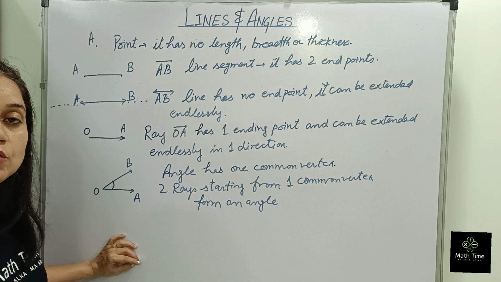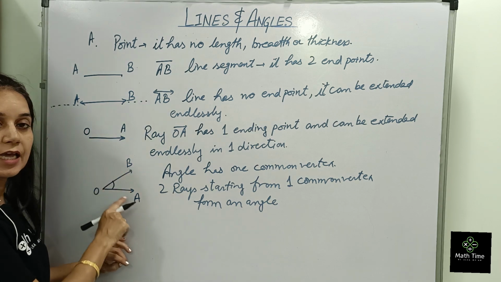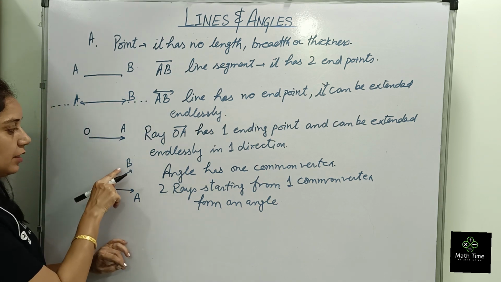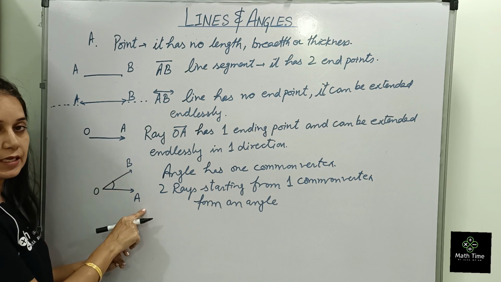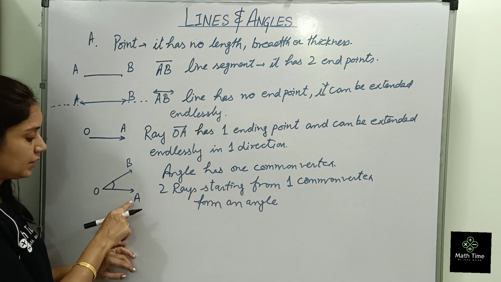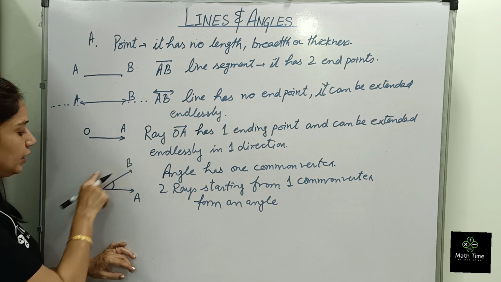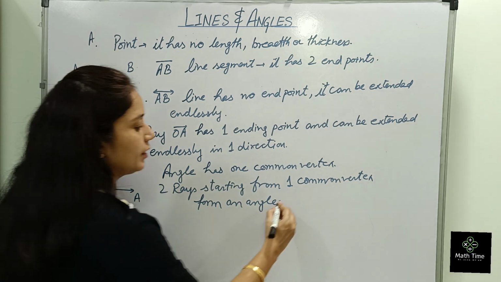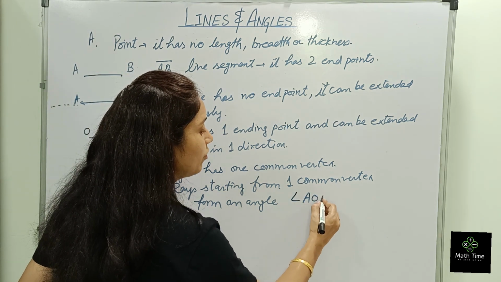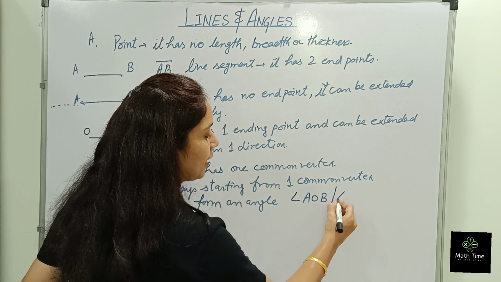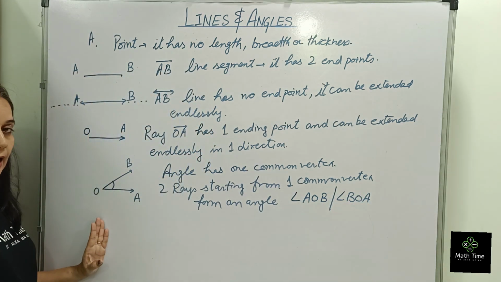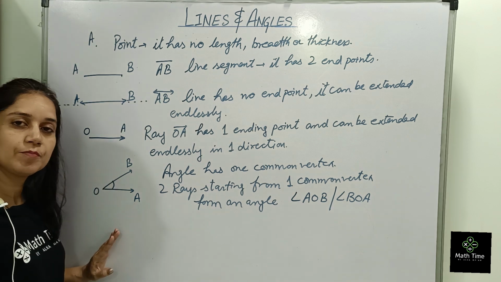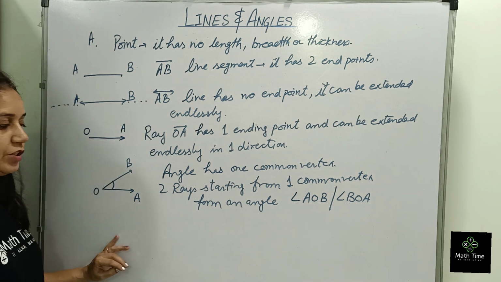Now let us see how to name an angle. An angle can be named with 3 letters. BO is one ray, OA is another ray. So we can name it AOB or BOA. Both are correct. We say angle AOB or angle BOA. This is the 3-letter name of this angle. As per the labeling, the angle name will change.